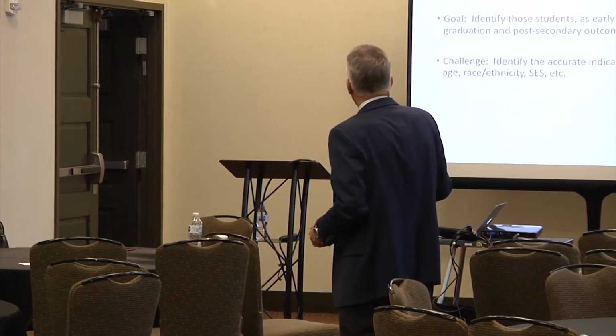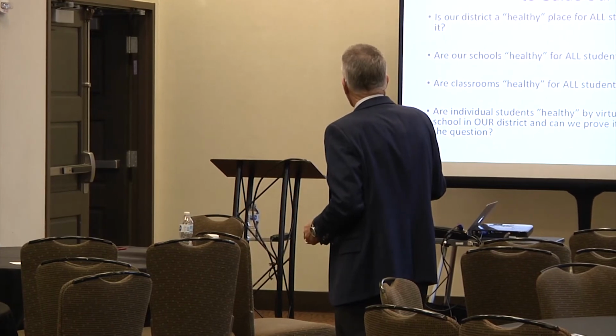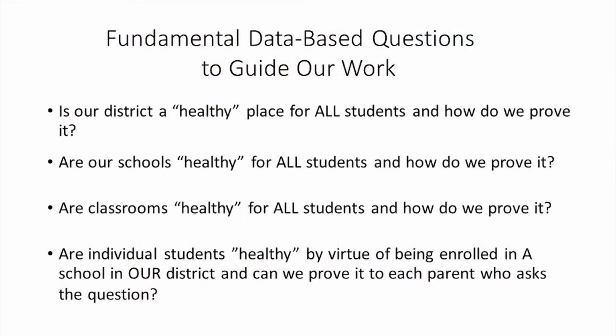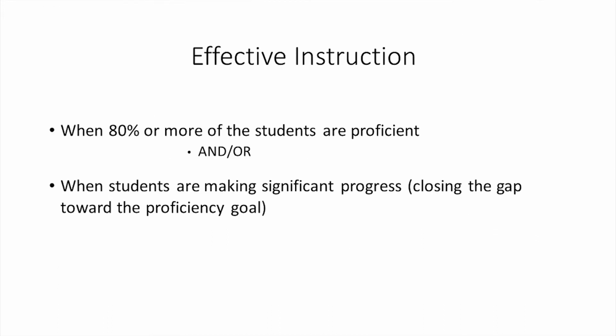Okay, so now some examples. Healthy schools are places where kids improve over time. So how do we judge that? What is the effectiveness of instruction? We have an effectiveness of instruction when 80% of our kids in a classroom, a grade level, a school, or across a district are either proficient or lowering their level of risk.